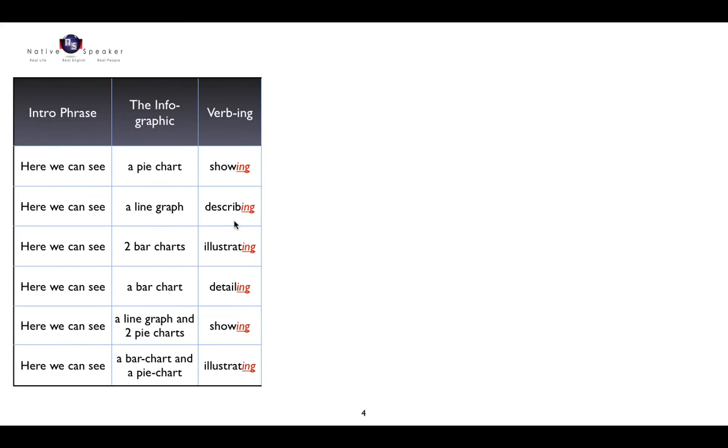And the next verb will be the verb showing. So it must be verb ing as we show here. So here we can see a pie chart showing. Here we can see a line graph describing. Here we can see 2 bar charts illustrating. Here we can see a bar chart detailing. Here we can see a line graph and 2 pie charts showing. Here we can see a bar chart and a pie chart illustrating.